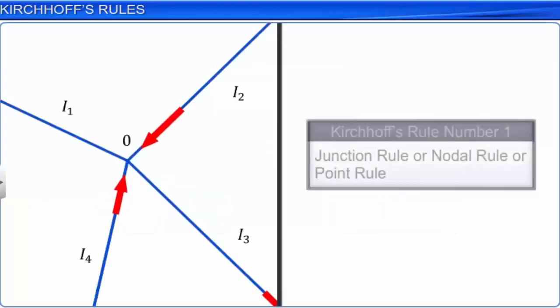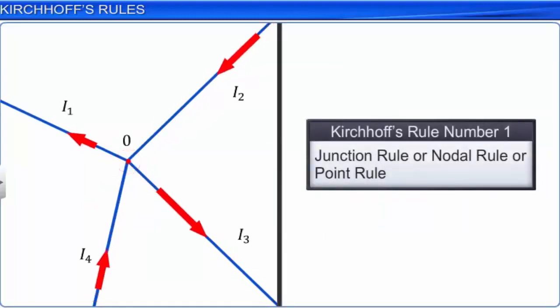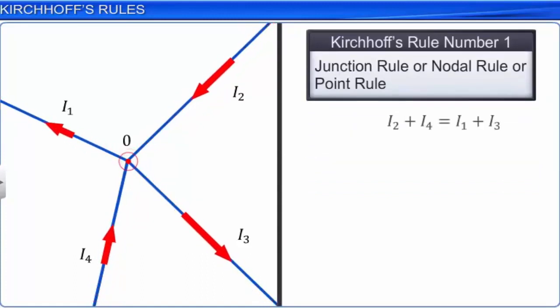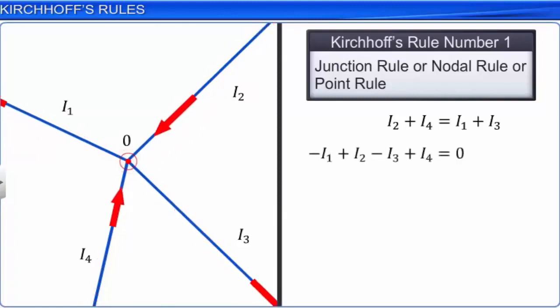Rule number 1. Kirchhoff's first rule is also called Kirchhoff's point rule or Kirchhoff's junction rule or nodal rule. This rule is based on the principle of conservation of charge. At any node or junction in a circuit, the sum of currents flowing into that node is equal to the sum of currents flowing out of that node. This rule can also be expressed as the algebraic sum of currents in a network of conductors meeting at a point or node is 0.